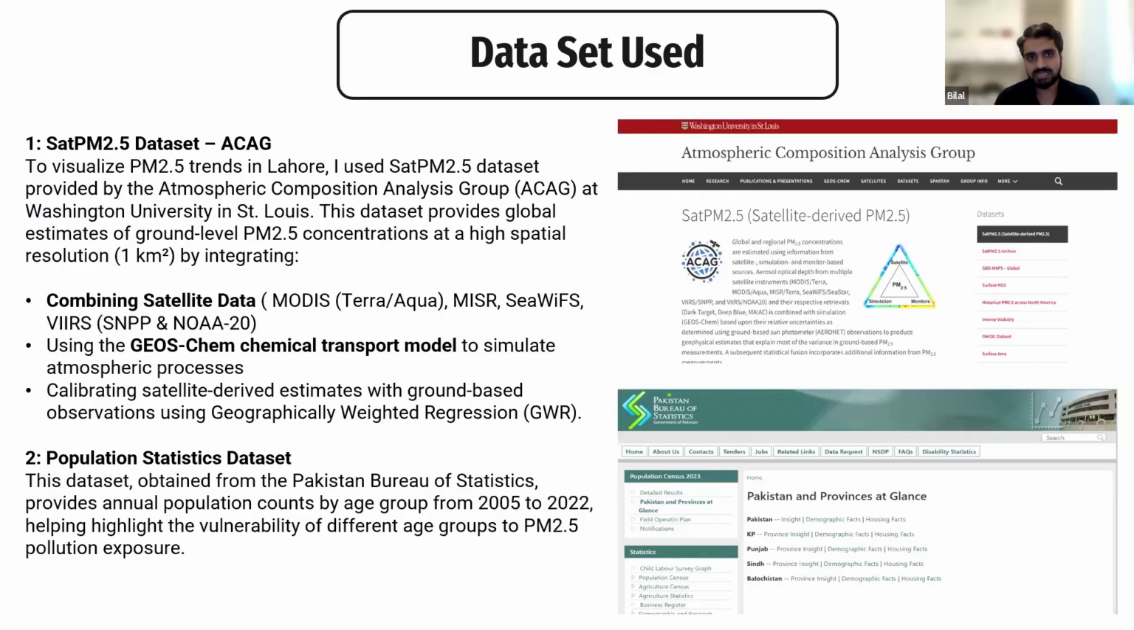I use the SAT PM2 dataset, which is a derived dataset combining multiple satellite sensors, including MODIS, MISR, and VIIRS, and other products. It is provided by the Atmospheric Composition Analysis Group based at Washington University. They provide monthly and annual datasets of this concentration at ground level at approximately 1 kilometer square spatial resolution. So I utilize this dataset for the visualization of the concentration of PM 2.5 in Lahore.